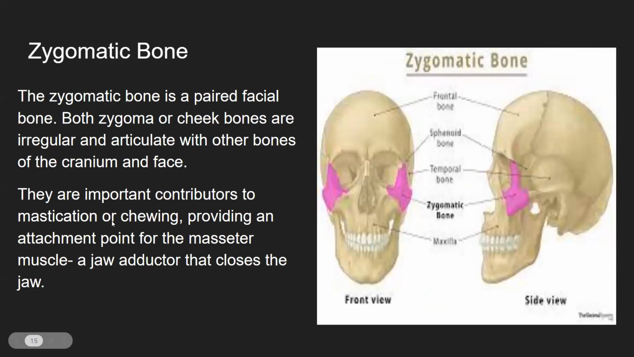The zygomatic bone. The zygomatic bone is a paired facial bone. Both zygomatic bones, or cheekbones, are irregular and articulate with other bones of the cranium and face. They are important contributors to mastication, or chewing, providing an attachment point of the masseter muscle, a jaw adductor that closes the jaw.